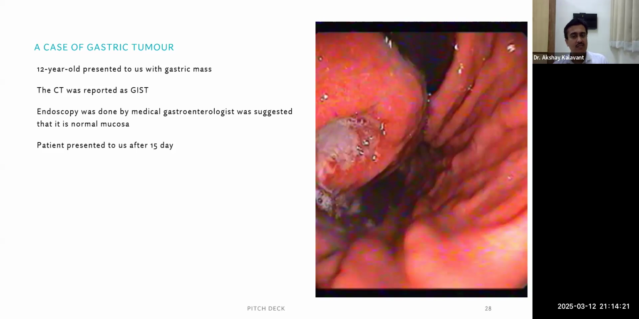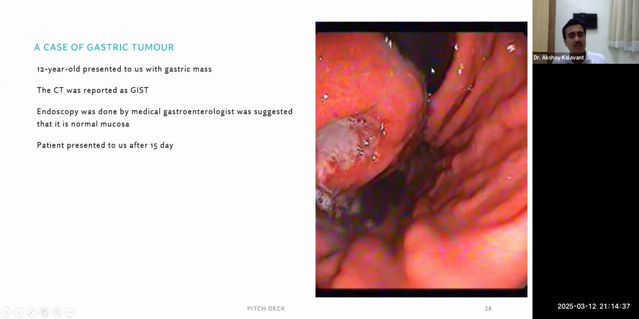They said that there's some mass, but they could not come to a conclusion. So when we entered into the stomach, this is the anterior part of the stomach. There was a mass lying over here, but this was a kind of bosselated mass like this, and there was a mucosa over it. So we did a biopsy.